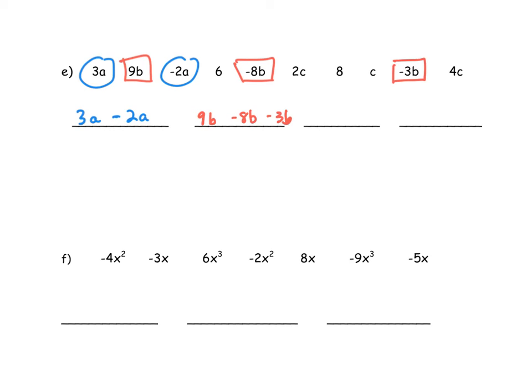And now for the third line. The third line should be 2c. We've included a coefficient of 1 on the plain c, the variable c, so it's 1c, and then 4c. And finally, what should be on the last line? And to finish this off, 6 and 8. Let's move on to letter F.